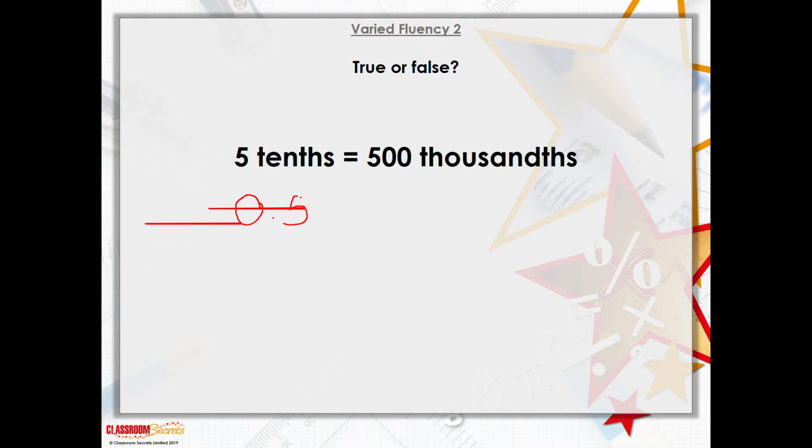I don't know why it's doing that with that line, apologies. Excuse me. So there we have 5/10ths.